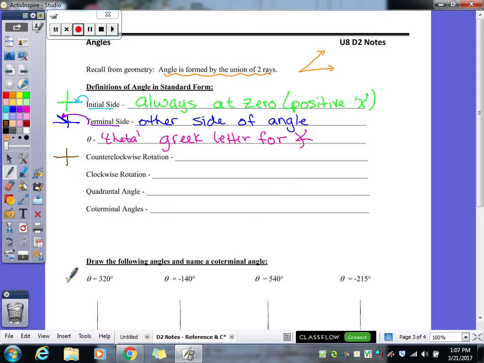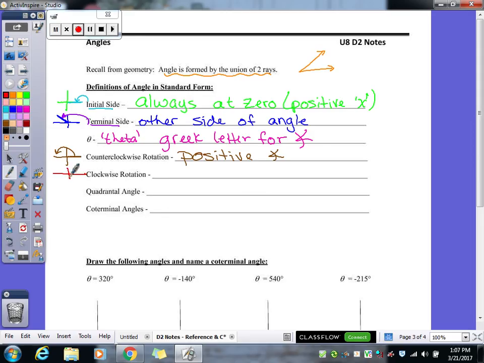Next, a counterclockwise rotation. Again, we always start here. So counterclockwise means I'm going through my quadrants 1, 2, 3, 4. That's when you have a positive angle. It's like 75 degrees, 115, 280. You'd go counterclockwise through.